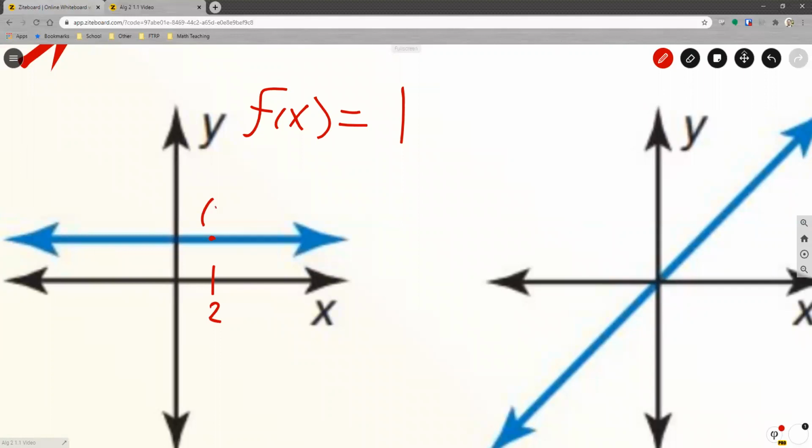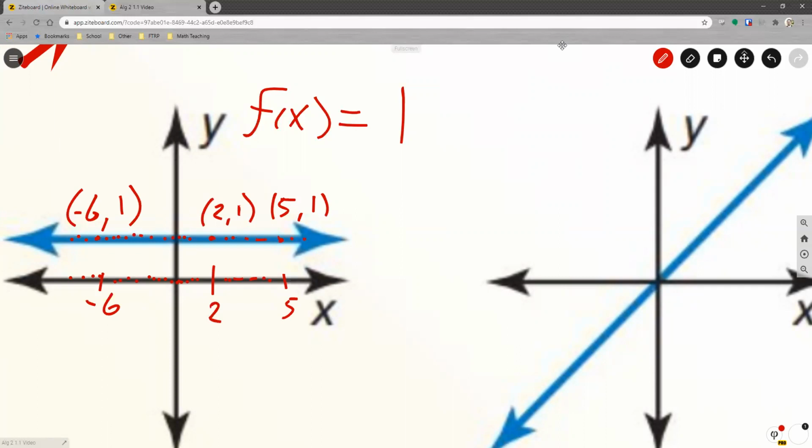So if I were to graph it, when I input a 2, I get a 1 out. When I input a 5, I get a 1 out. When I input a negative 6 for my x value, I still get a 1 out. And any other value for x, fractions, decimals, 0, no matter what, I'm still getting a y value, an output value, of 1.